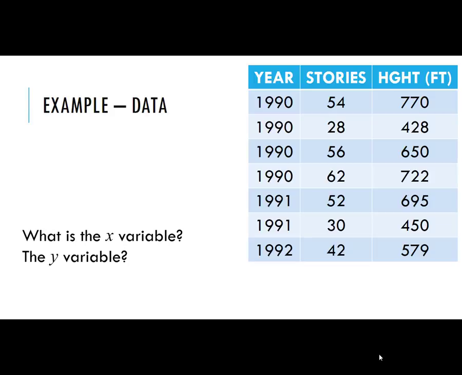Then we could calculate the correlation coefficient between stories and height, and if we do that, we get 0.9386. So it seems like there's a strong positive linear relationship between the number of stories a building has and its ending height in feet. That makes us think that our guess, our hypothesis, was probably correct. But we need to explore that more, so we'll do that in the next video.